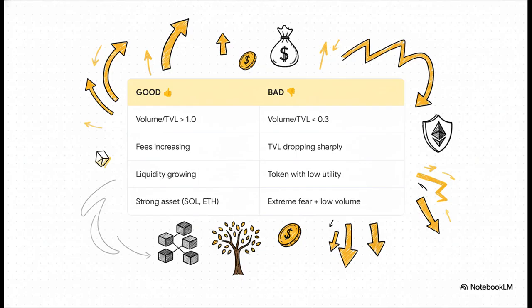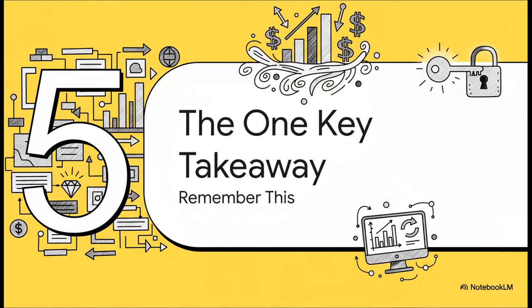So let's boil it all down into this simple checklist. On the good side, what are we looking for? Our magic ratio over 1.0. Fees that are going up, growing liquidity, and of course, strong, reliable assets. And what do we want to avoid? The bad stuff, a low ratio. TVL dropping off a cliff, a token nobody cares about. You get the idea.